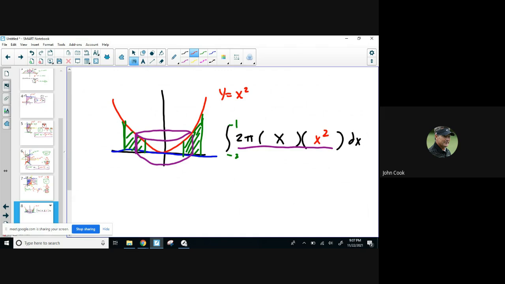These are super easy shell method, quite a bit easier than the washer counterpart, which is what you'd have to do if you want to do the disc method washer. But this is it. You're all done at this point once you find a radius and then also height. All right, let's move on to the next one.